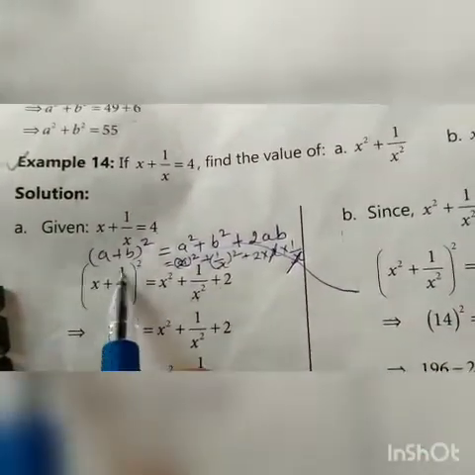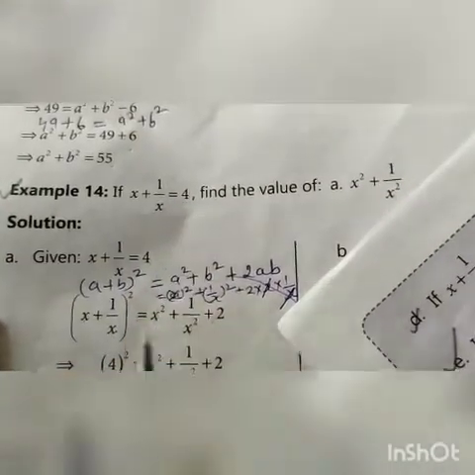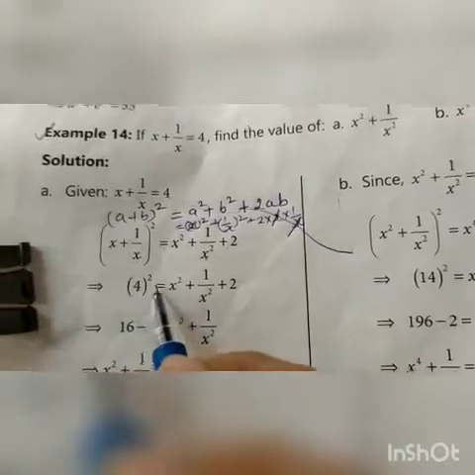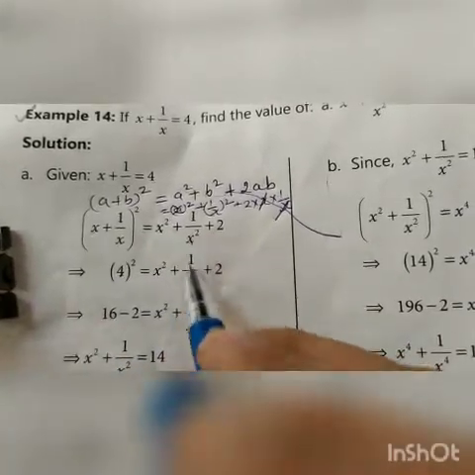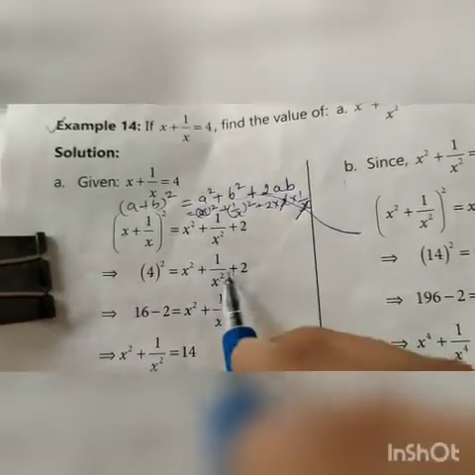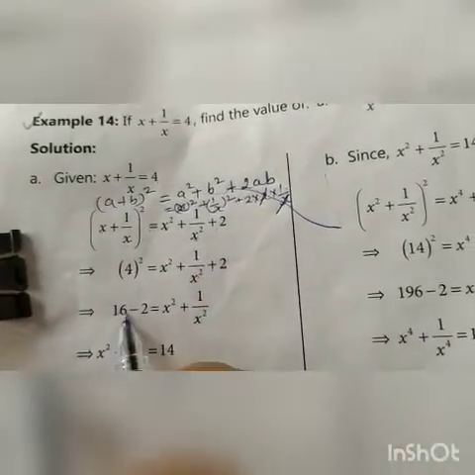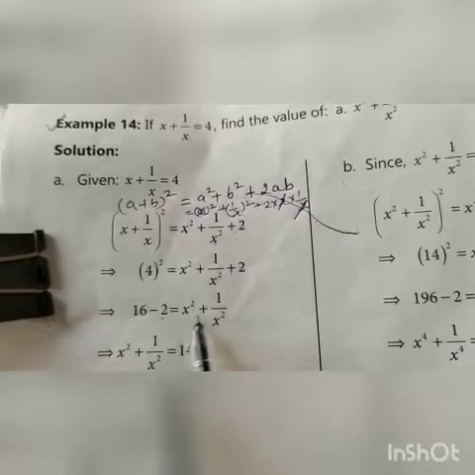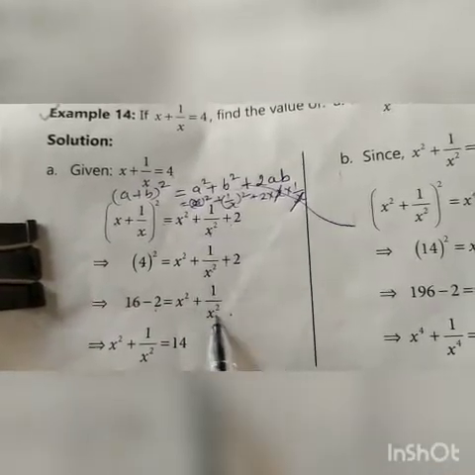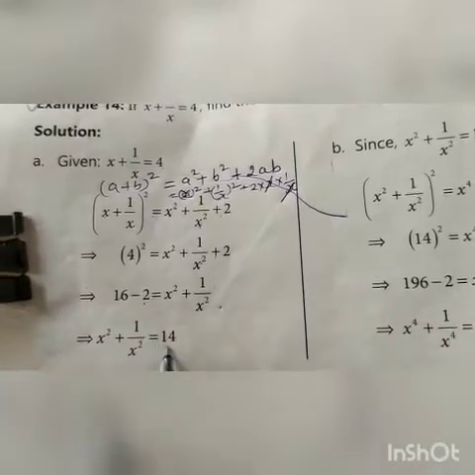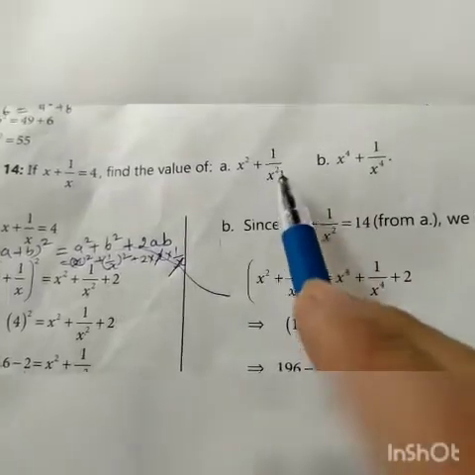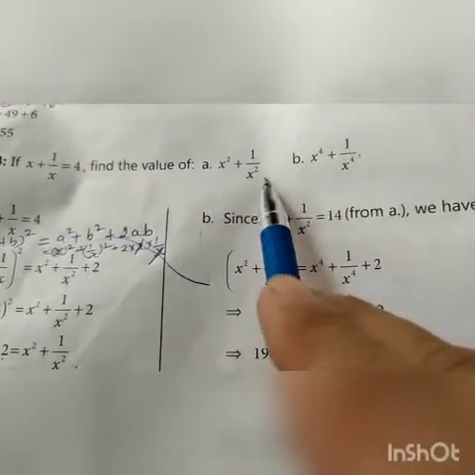Now the value of x plus 1 upon x is given in the question, it is 4. So we can write 4 whole square is equal to x square plus 1 upon x square plus 2. Now the square of 4 is 16. Take this minus 2 to this side, it will become 16 minus 2 is equal to x square plus 1 upon x square. So x square plus 1 upon x square is equal to 16 minus 2, 14. So we have completed its first part, find the value of x square plus 1 upon x square.